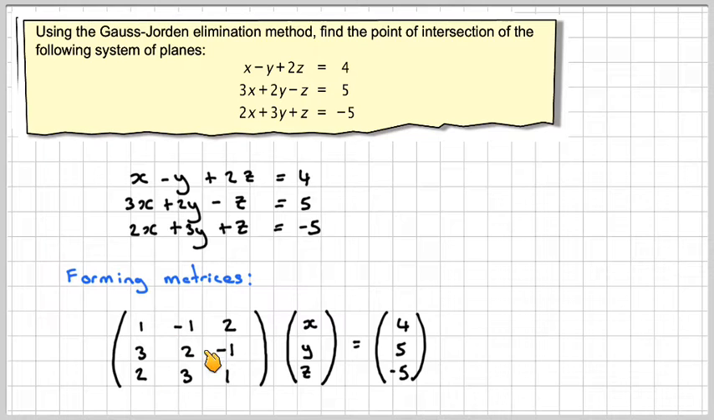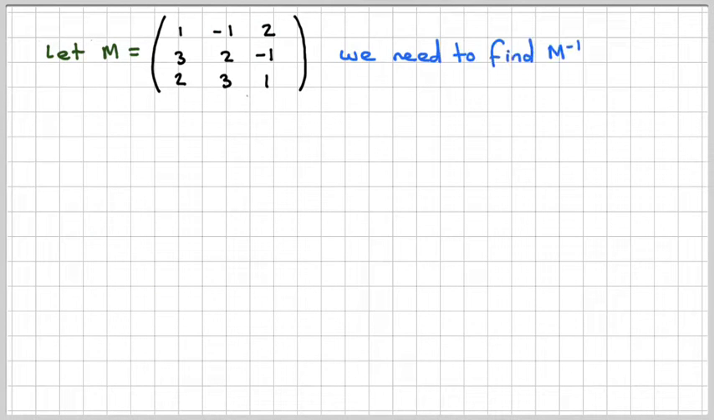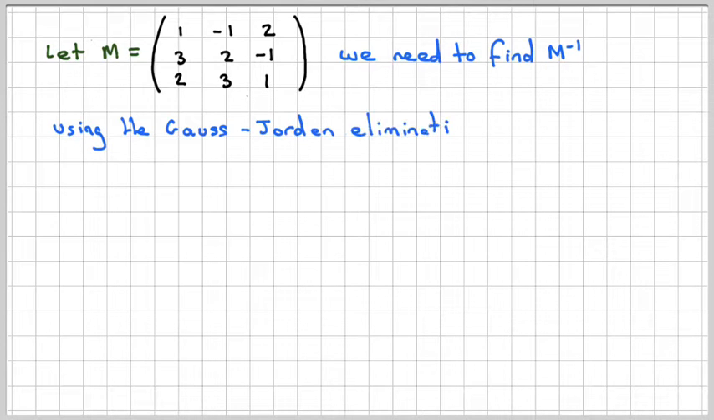So the idea is we now find the inverse of this matrix, multiply it on this side, and get the values of x, y, and z. So if we let M be equal to the matrix, we need to find M to the minus 1. We will use this method called the Gauss Jordan elimination method. I wouldn't really recommend this method, but I want to show you how to do it.